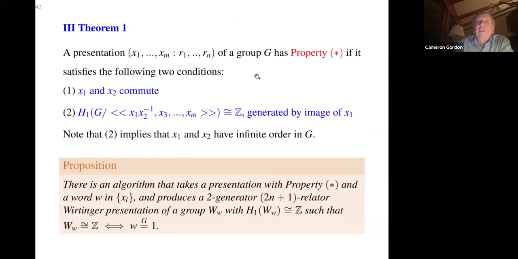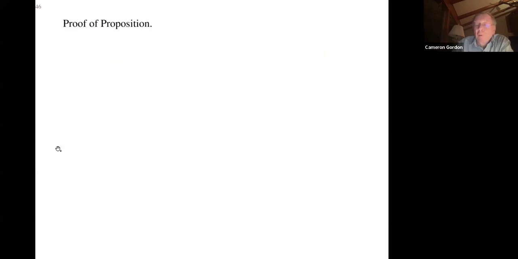I've got a presentation of a group G that has these two funny properties, and I take a word in the generators, and I want to come up with a two-generator presentation. It's a Wirtinger presentation with two n+1 relators with these properties. Okay, so here's a proof of the proposition.